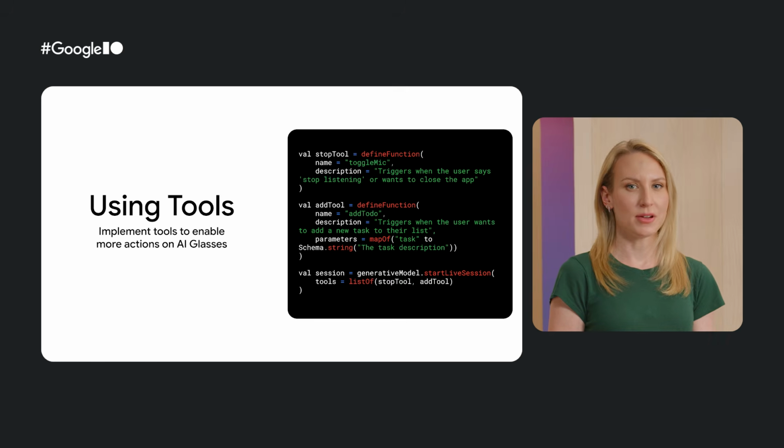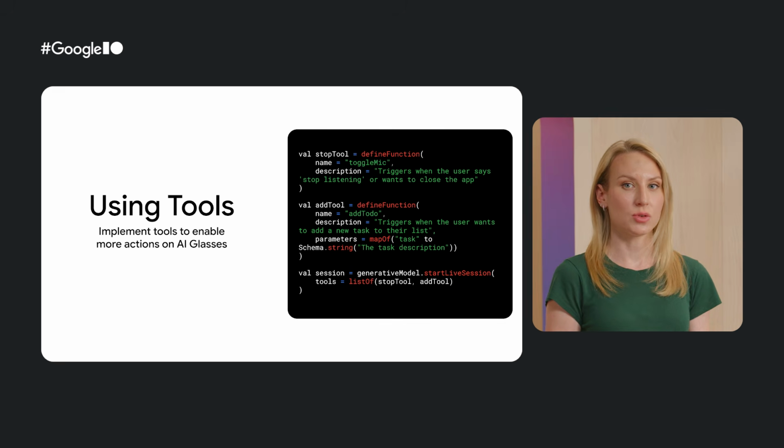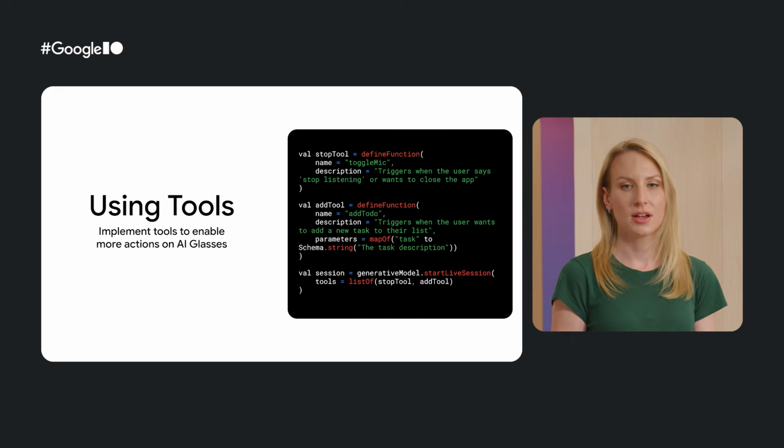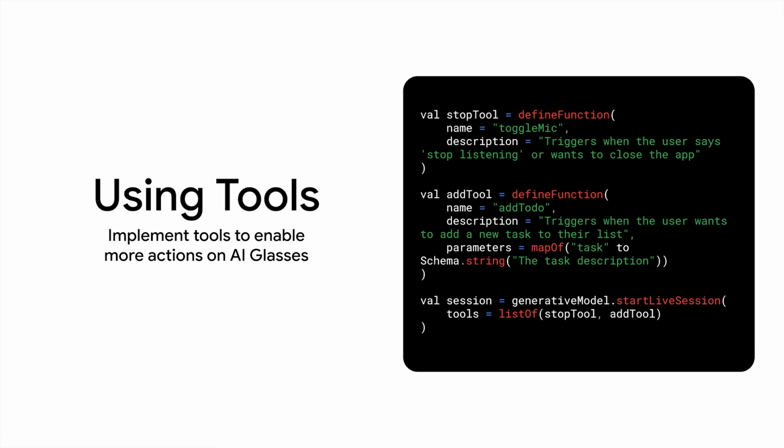You might also think about implementing additional agentic tools to enable actions that a user might normally do via the graphical user interface. In this example, the user indicates they want to stop the session. The model executes a function call that updates the microphone state and closes the session.